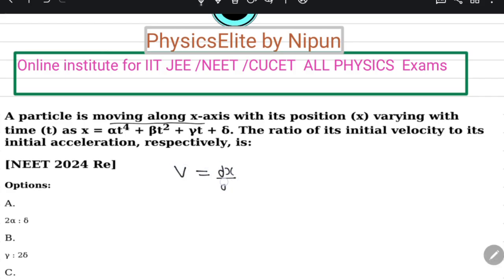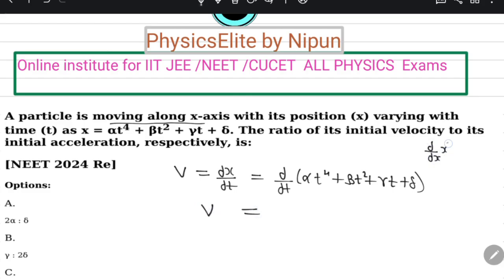What we do is differentiate with respect to time. I hope you all know these basic differentiations. So we differentiate: d/dx of x to the power n is n x to the power n minus 1. This comes out to be 4 alpha t cubed plus 2 beta t plus gamma.